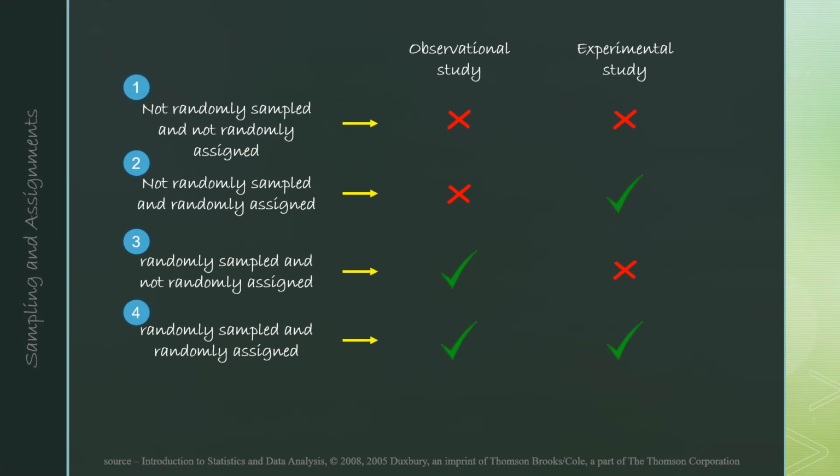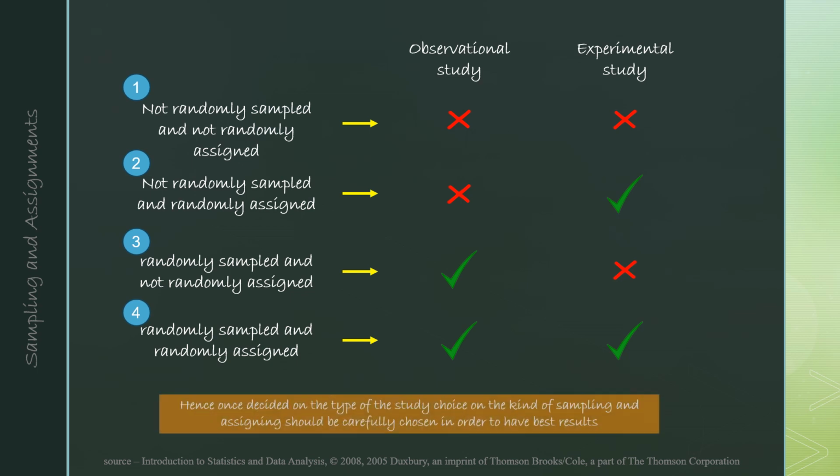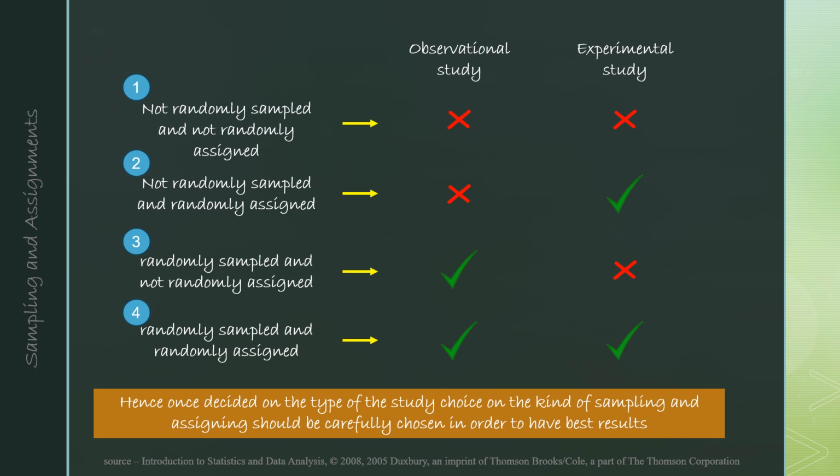Overall, sampling and assigning effectiveness with respect to the type of the study looks like this. Hence, once decided on the type of the study, the choice on the kind of sampling and assigning should be carefully chosen in order to have the best results.